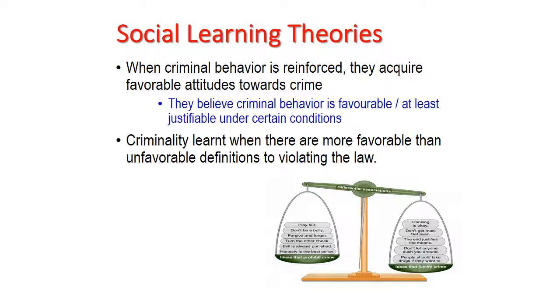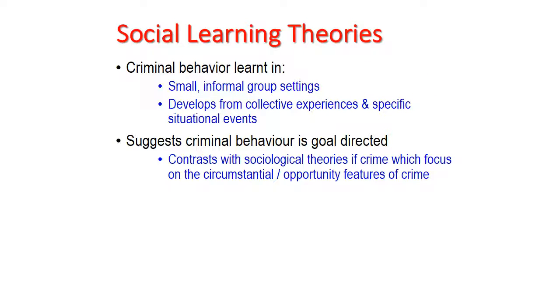Social learning theories specify that when criminal behavior is reinforced, individuals acquire favorable attitudes towards crime, and they start to believe that criminal behavior is favorable or at least justifiable under certain conditions. And criminality is therefore learned when there are more favorable than unfavorable definitions that an individual holds toward violating the law. This suggests that criminal behavior is not learned in large group settings. Instead, it is learned in small, informal group settings, and it doesn't just happen through one experience or one interaction, but instead develops from the collective experiences of an individual over time that are linked to specific situational events.